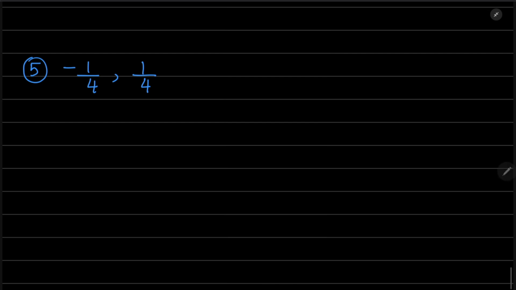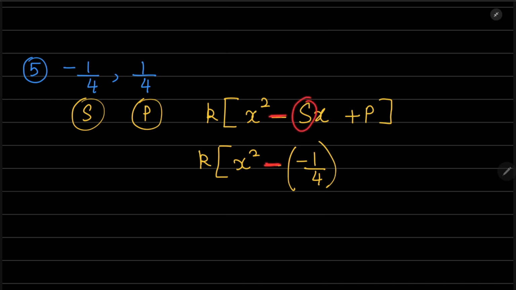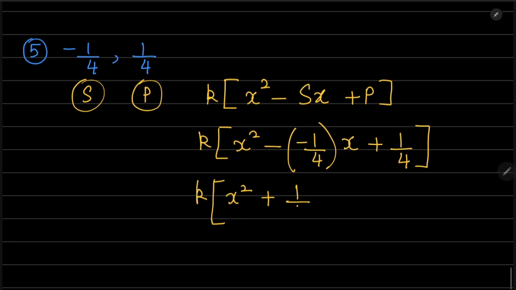Minus 1 by 4 and plus 1 by 4. So one is the sum, the other one is the product. The formula is k multiplied by x square minus sx plus p. So k multiplied by x square minus the sum, which is minus 1 by 4. This minus is the formula's minus and the sum also has the negative sign, so I'm putting it in the bracket. Then x plus the product, which is 1 by 4. Now let's open the bracket. Minus into minus is plus 1 by 4x plus 1 by 4.